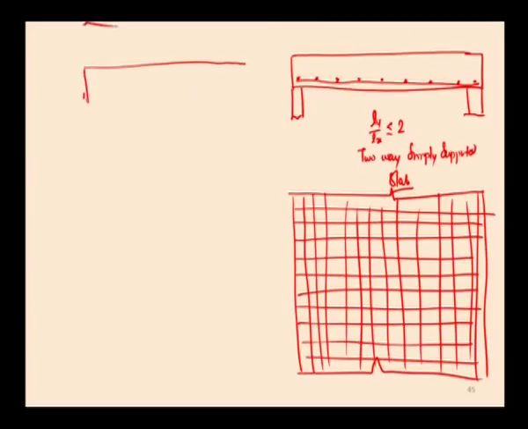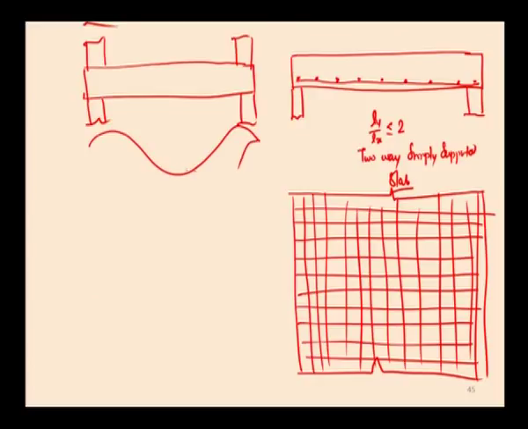Now, if this two-way slab is built into the wall, so, for example, if the wall is going to be constructed above the slab, here this slab is also bent like this.